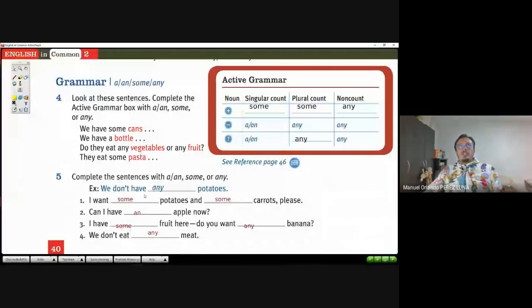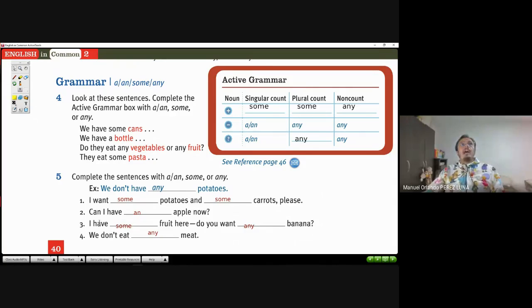I want some potatoes and some carrots, please. Can I have an apple now? Why "an"? Because it is singular. If the word was apples, it would be, can I have some apples now?